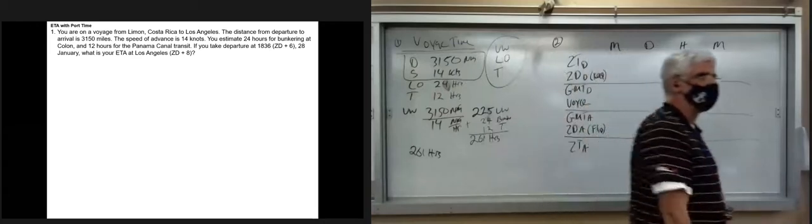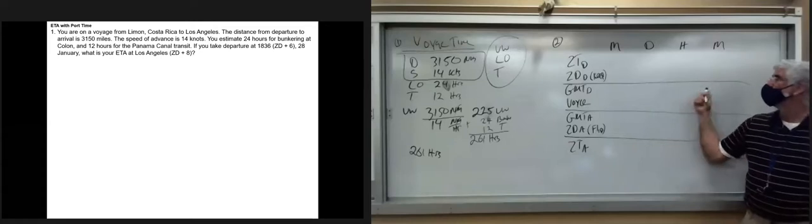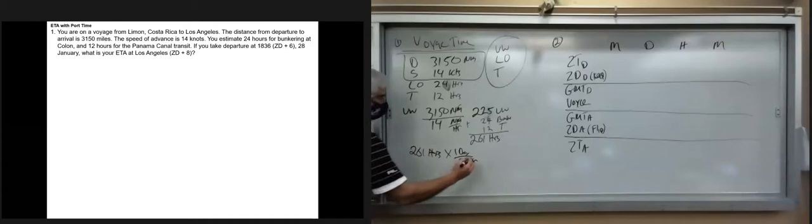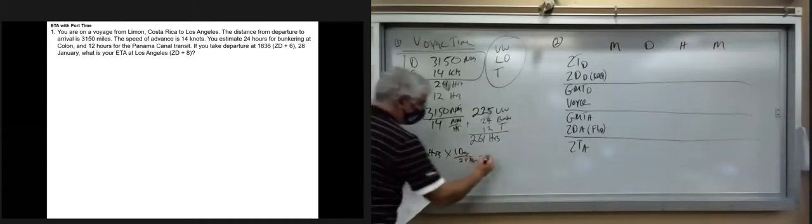261 hours. All right. So I've got 261 hours. That's my total voyage time in hours. So Chuck, what am I going to do with that now? What do I want to convert 261 hours into? Okay, so I got to go to days first. What's the relationship between hours and days? 1 day for every 24 hours. So hours goes away. What's 261 divided by 24? 10.875.